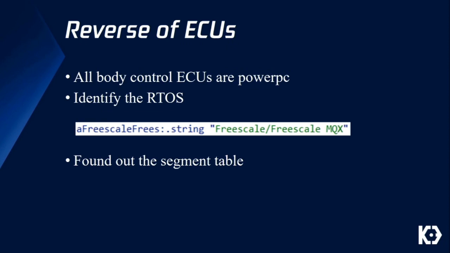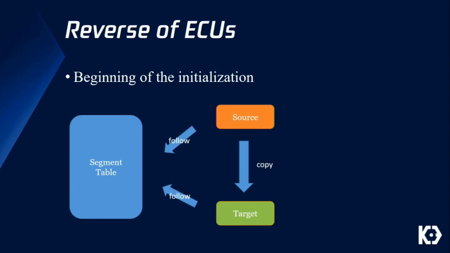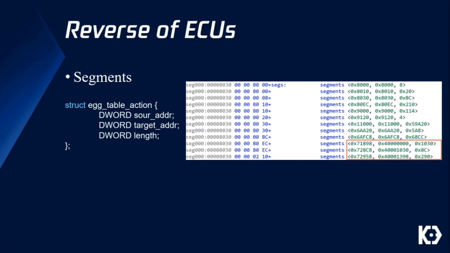One feature of this RTOS is the segment table. At the very beginning of the initialization, the RTOS will, according to the segment table, copy some data to the target address. You can see that at the beginning of the table, the source address and the target address are the same, so it doesn't need to copy. But at the last three entries, you can find that the RTOS will copy some data from the ROM to the RAM. And that table will be very helpful to locate the Easter egg.